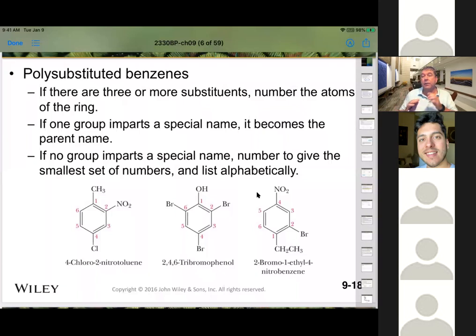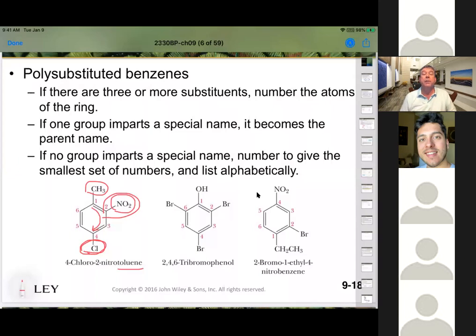The only difference is we'll have to name it for that benzene name. So if we have a nitro group, that doesn't change the benzene, it's just nitrobenzene. We have a chloro group, it doesn't change the name, it's chlorobenzene. But the methyl group does. The methyl group makes it toluene. So we have to number the lowest possible, and so we'd have to go in this direction here to give us 4-chloro-2-nitrotoluene.